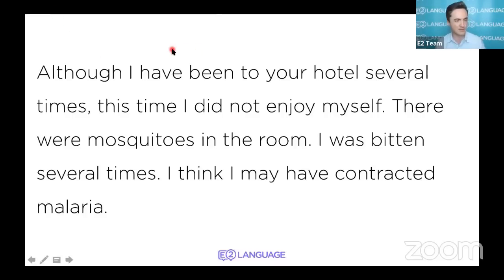Right, let's have a look. Okay, so we're looking for currently relevant verbs. Verbs that happened but now are important or relevant. Although I have been to your hotel several times, this time I did not enjoy myself. Past fact maybe. There were mosquitoes in the room. I was bitten several times. I think I may have contracted malaria. Right, maybe you don't want to write your letters like this. This one's a bit crazy.